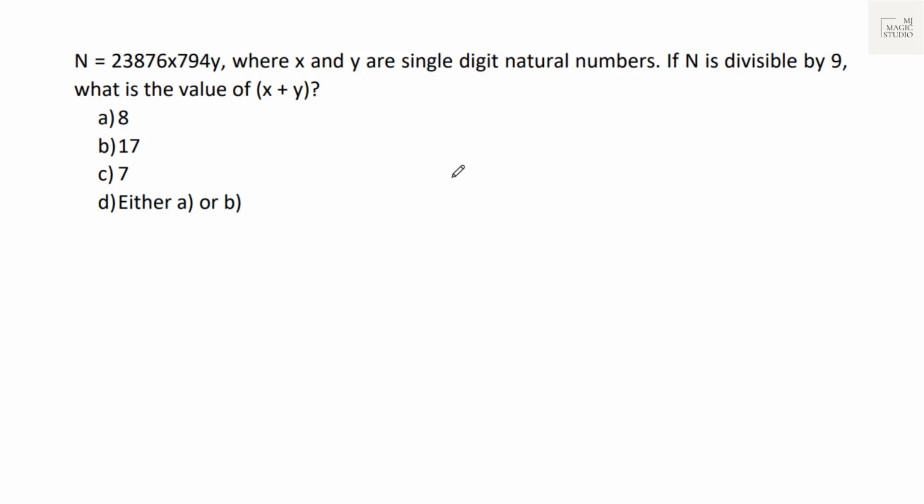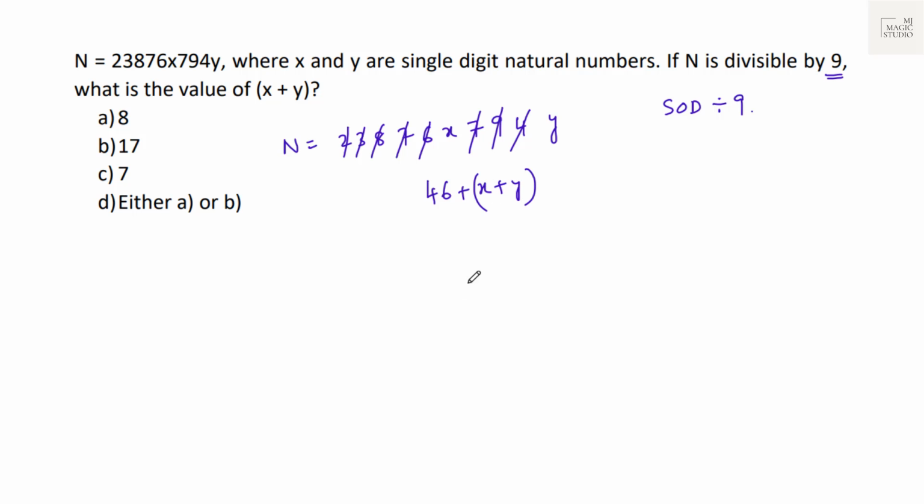N is a number where x and y are single digit natural numbers. That means they would be from 1 to 9. If n is divisible by 9, what is the value of x plus y? Now what is the divisibility rule of 9? That the sum of digits should be divisible by 9. Now n is 2, 3, 8, 7, 6, x, 7, 9, 4, y. So this is 5, 13, 20, 26, 30, 39 and 46. So sum of digits is 46 plus x plus y. And we are looking out for the value of x plus y. Now 46 plus x plus y should be a multiple of 9. 9 5s are 45, 9 6s are 54. So we can say that x plus y is 54 minus 46, that is 8.